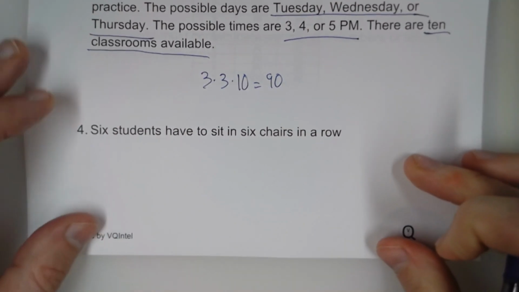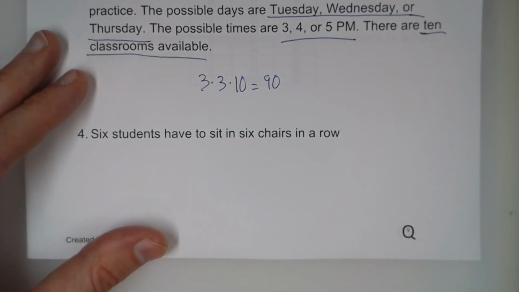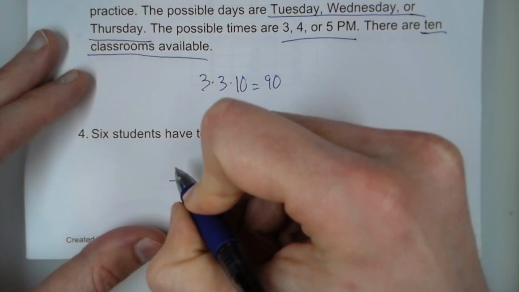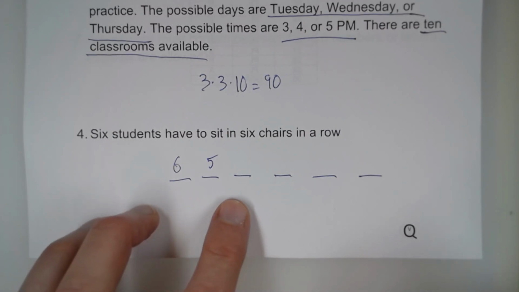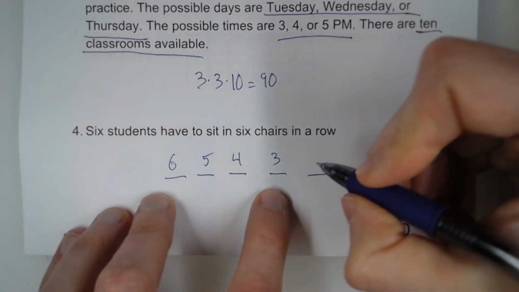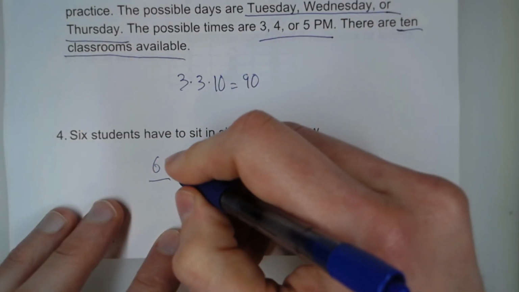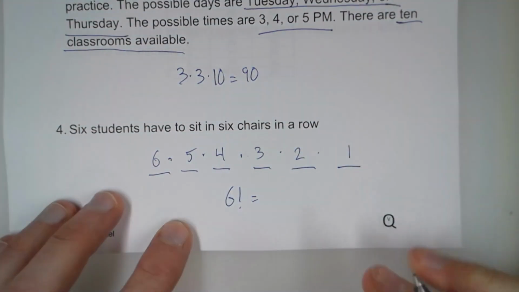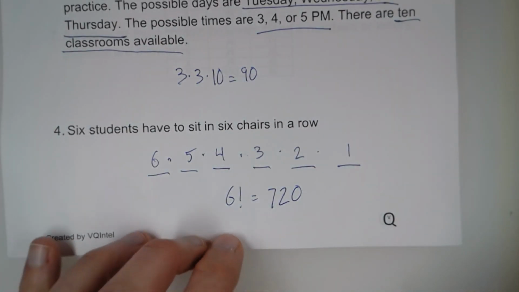Number 4, 6 students have to sit in 6 chairs in a row. Now, this is going to relate back to the factorial video, because once you sit a student down, that student can't be seated again. So if I have 6 chairs, I can put 6 students in the first chair. But then once I put the first student in that chair, there's only 5 students for the second chair. And then once I put those two, I can only put 4 different students in the third chair. And then 3 students in the fourth chair, 2 students in the fifth chair, and by the time you're done, there's no choice, you just have 1 student. And so this is 6 times 5 times 4 times 3 times 2 times 1. And if you saw the factorial video, that would just be 6 factorial. Or, if you'd prefer, that would equal 720 if you multiplied them.